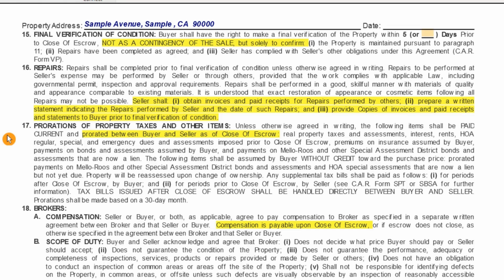Normally, there are going to be certain items that will be paid current and prorated between the buyer and the seller as of close of escrow, and they are detailed in this paragraph. And escrow normally would cover those with you as well.